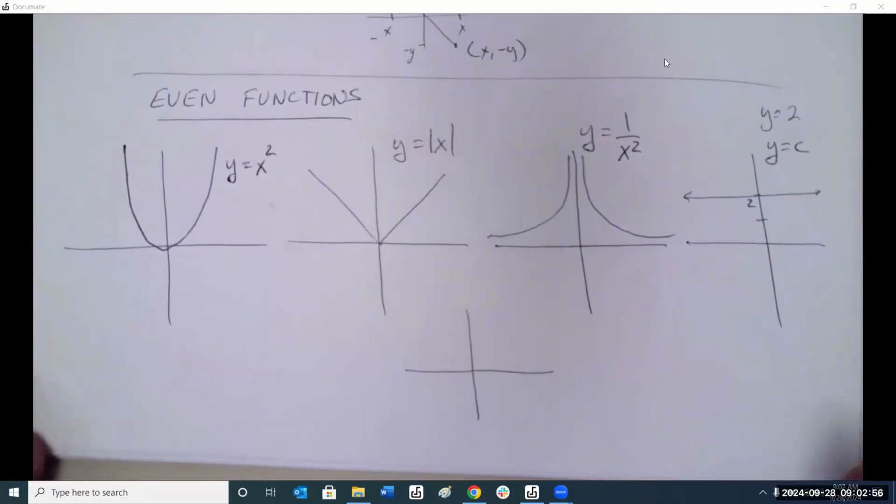Is there another one? The greatest integer function, that one would be symmetric about the origin. There are only 5 left. It's not the greatest integer function, so it's only 4. It's not square root. We talked about that.